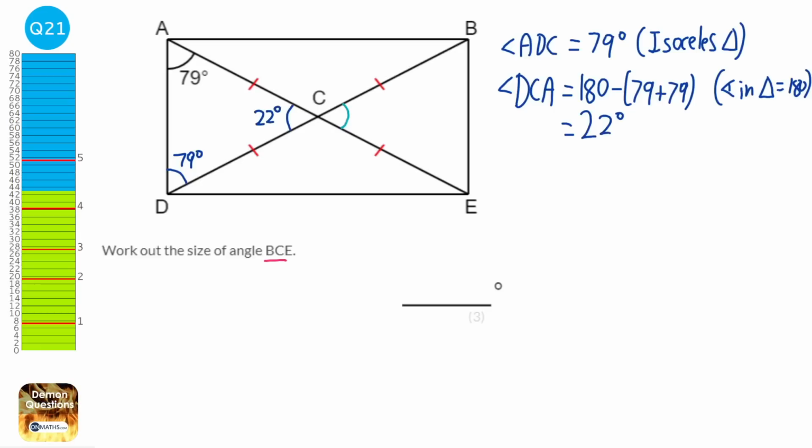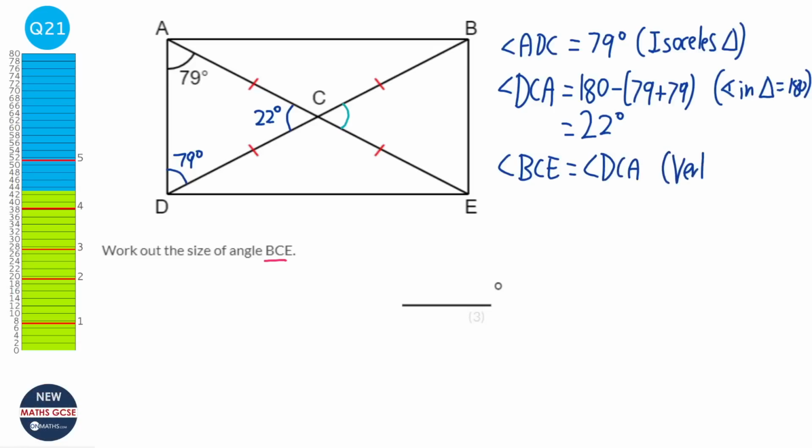And now we can actually work out angle BCE, because it's going to equal angle DCA. And the reason for that is they are vertically opposite angles. So that's just going to equal 22 degrees.